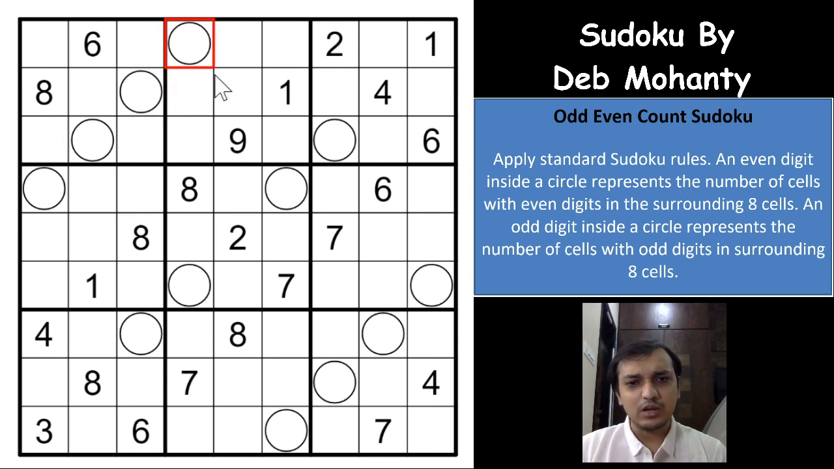The second thing I would like to say is that a 9 will never appear on a circle, right? Because you have exactly 8 surrounding cells, so a 9 can never appear on a circle cell, because you cannot have 9 odd cells surrounding the circle. These are the two most important things that I wanted to say. With that, we'll start solving this Sudoku.